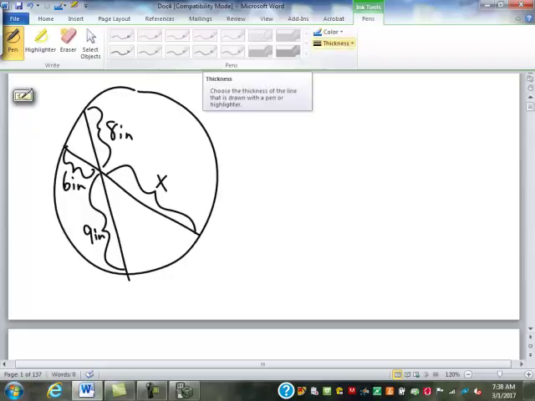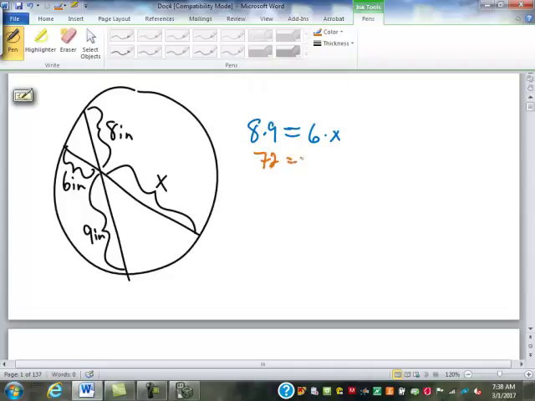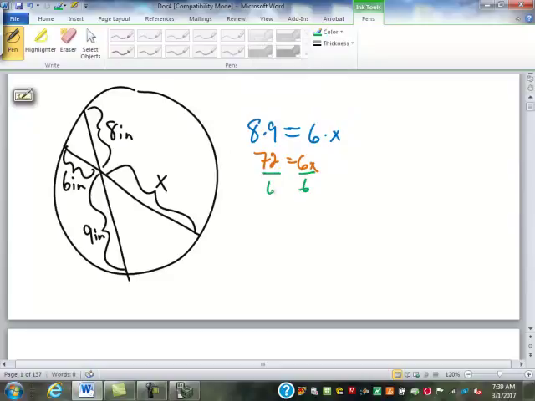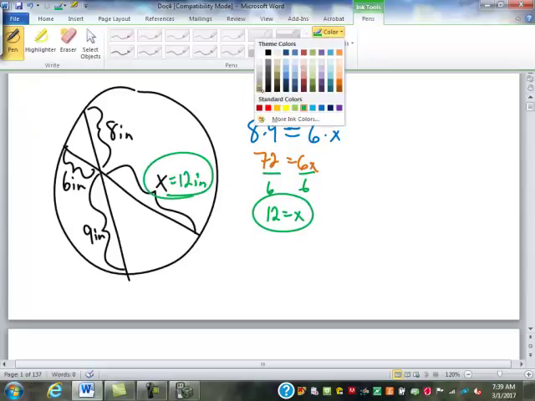What two pieces get multiplied together here? 8 and 9, and then what other two? 6 and X. Good. So 8 times 9 is 72. And divide by the 6, X has to equal 12 again. Any questions?